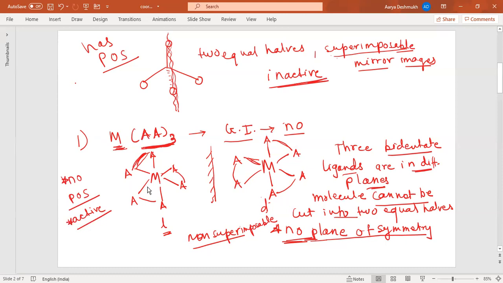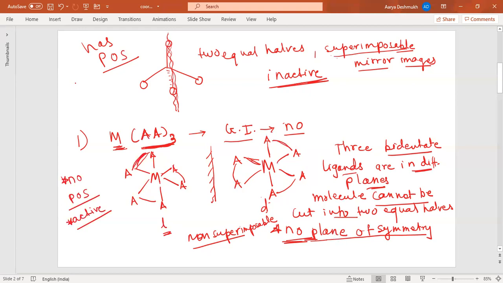Okay. Now if you just pick up this one and put it on this structure, these two structures will not superimpose on one another, isn't it? So it means that the molecule is non-superimposable and it will show optical activity.